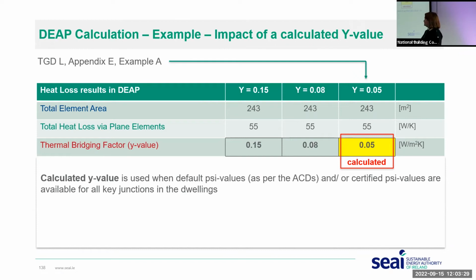The other option in the technical guidance document is to calculate the Y value. And you can calculate a Y value when you basically have psi values for all of the key junctions in the dwelling. You can use the default psi values from the tables D1 to D6 in the technical guidance document, or combine them with certified psi values. So you can use a combination of psi values from the ACDs and from certified values, or you can use a full set of certified psi values to calculate the Y value. But the key thing is that you will need psi values for each key junction in order to calculate a Y value.